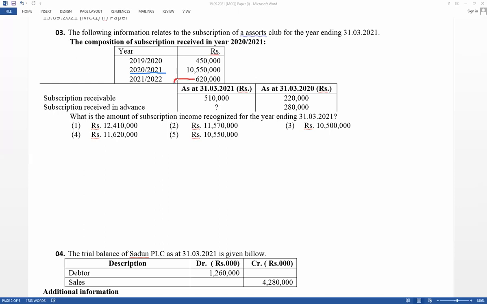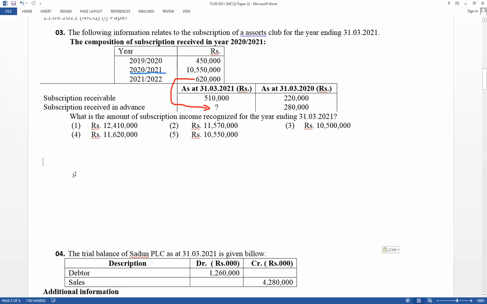21 and 22 period is not relevant for this financial year. That is the closing balance of subscription received in advance, not given clearly. Our accounting period ends on 31st March 21, but during the accounting period subscription received for 21 and 22 period is also given. That is subscription received in advance. Right, there's subscription income. Prepare the ledger accounts.